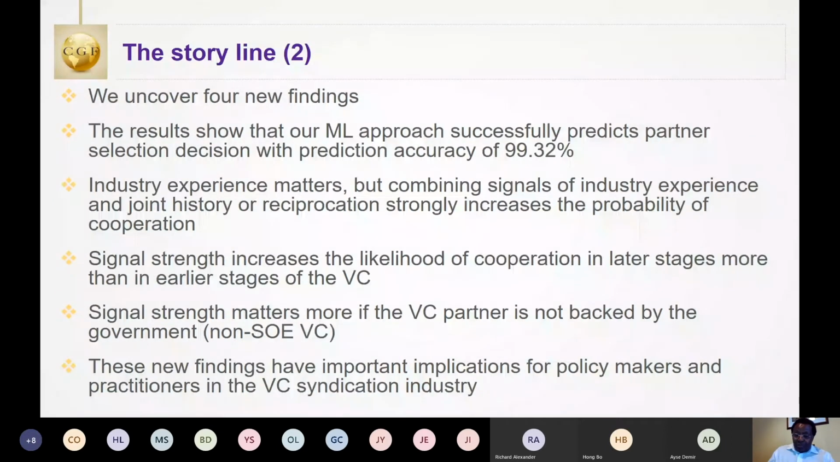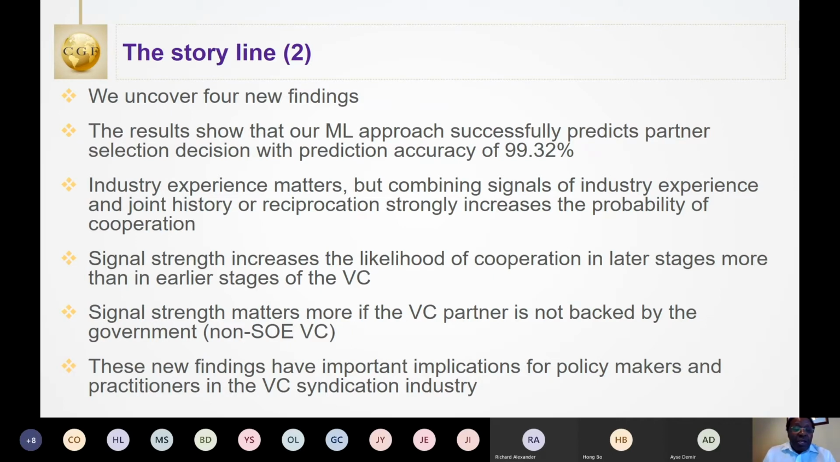Now, in the process, again part of the storyline, we uncover four new findings, which add a lot of dimension to the literature. The first is to show that the machine learning approach we invoke actually successfully predicts partner selection decisions with a high prediction accuracy of 99.32%. And so it demonstrates that the approach works.